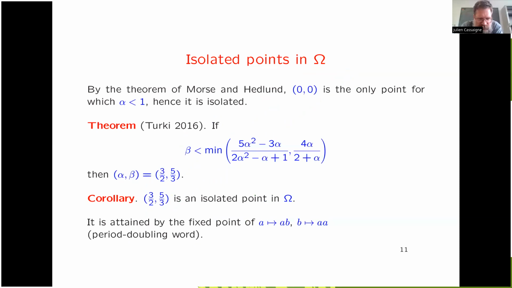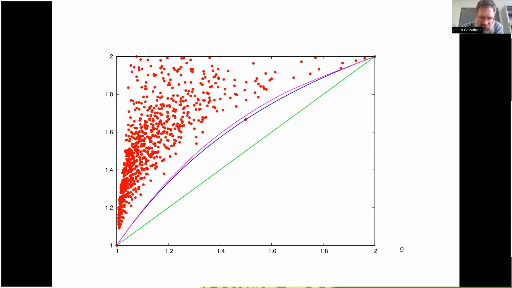And so here there's a result by Ramzi Turki from 2016 that the point corresponding to the period doubling word is isolated. The theorem says that if beta is below a certain line, then alpha, beta has to be this point. And the line is the purple line here, which is slightly above the blue line. So it means that there is nothing else than this particular point, and so the point is isolated.